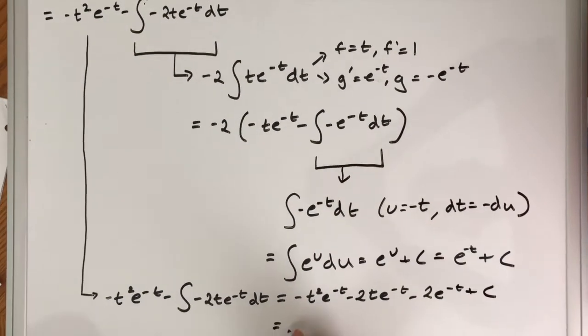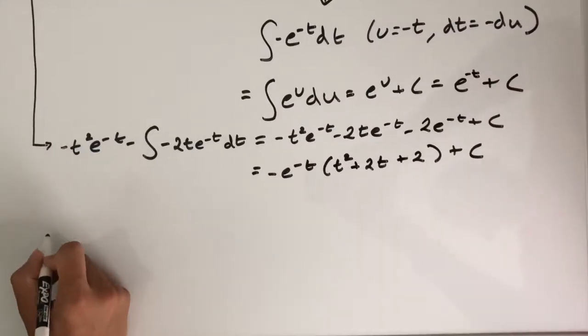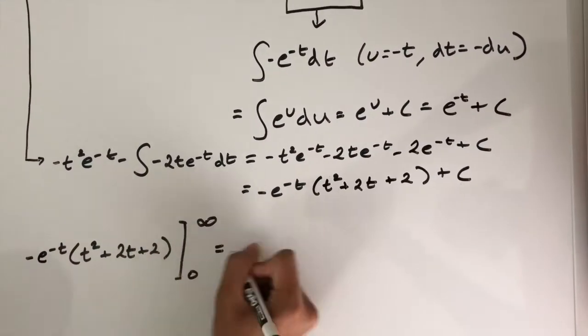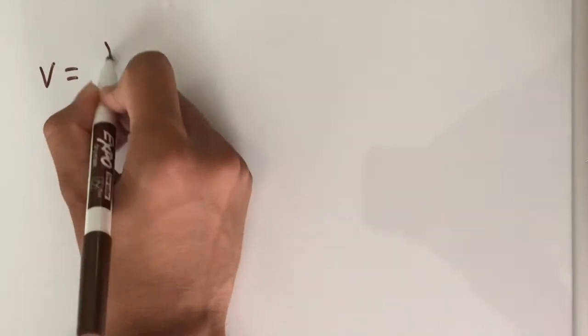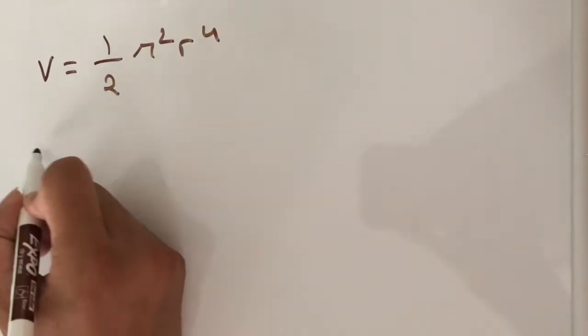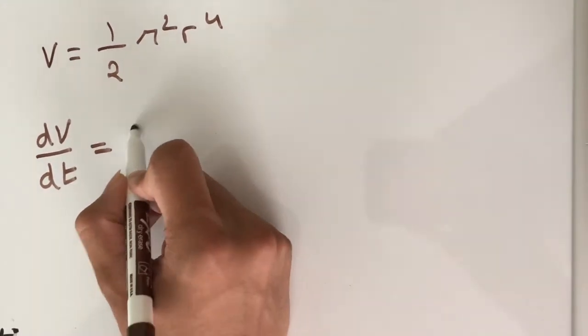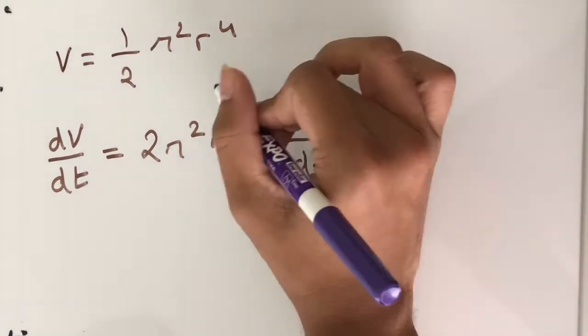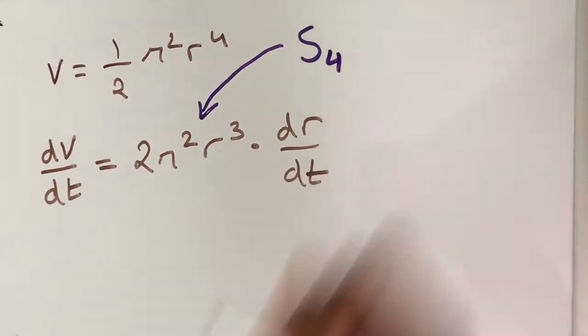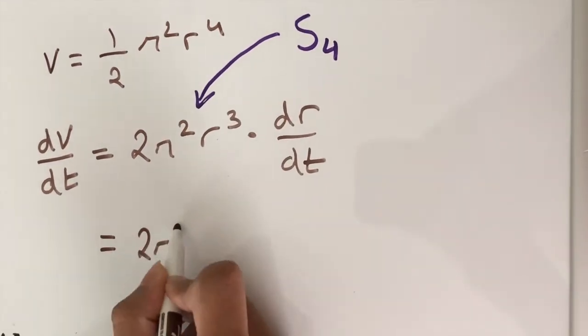We can plug this into the volume equation to get half times pi squared times the radius to the power of 4. With our newfound volume equation, we can solve for dV over dt, or the change of volume with respect to time. We do this by taking the derivative of the equation. We know that the rate at which the radius is changing is 2 centimeters per second.